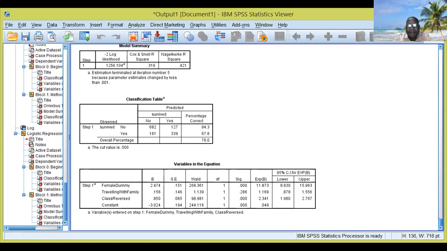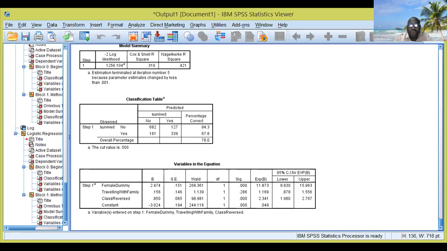Female dummy. If you look at the female dummy, it is still telling you the 11 point. You can see now, it's still high. And the traveling with family, that's reduced. Before it was 2.3 something, 3.3 something like that. Then now it's 1 point. So if you look at it now, you have removed the effect of the confounder.